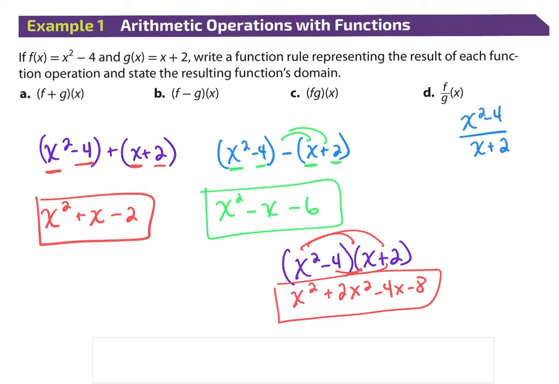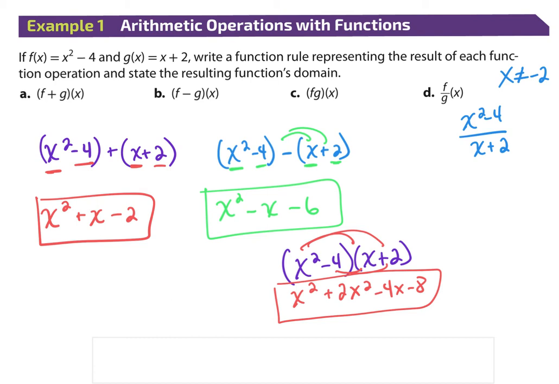Now for division, you do want to check domain here. So I didn't have any domain restrictions on f or g. Those were continuous, right? So when I added, subtracted, and multiplied f and g, I really didn't have any issues. When I divide, though, I create an issue, right? Division creates an issue in the domain. What is the issue in the domain here? X cannot be equal to negative 2, right?